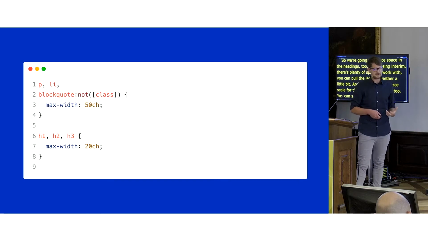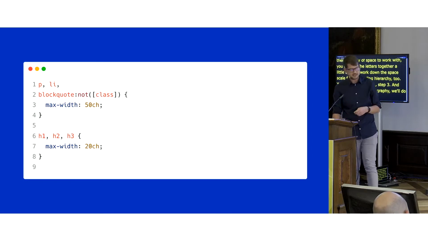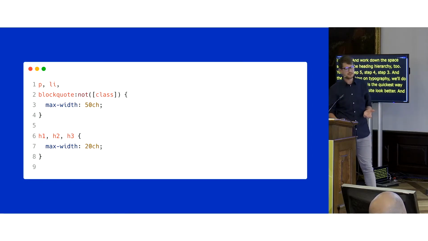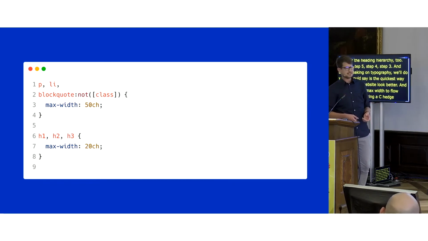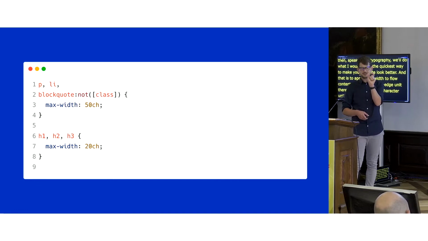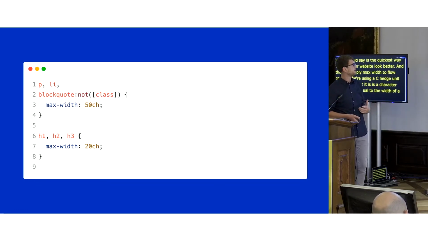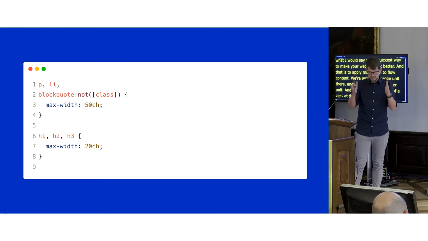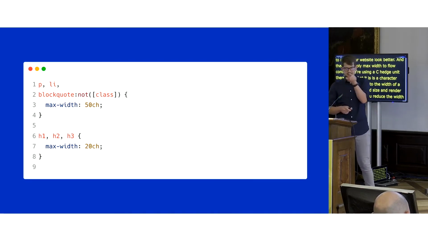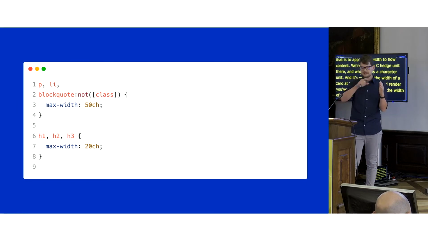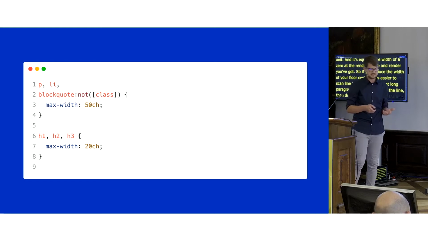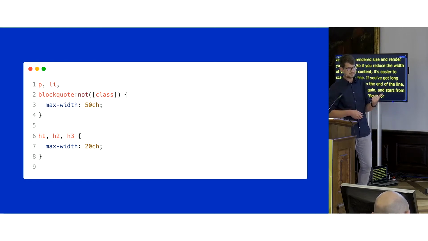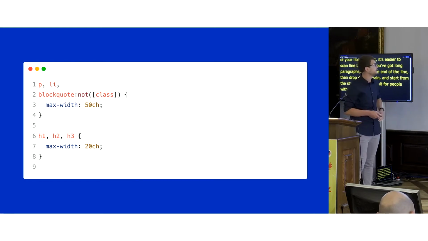And then sticking on typography, we're going to do what I would say is the quickest way to make your website look better. And that is to apply max width to flow content. Now you can see we're using a ch unit there. And a ch unit is a character unit. It's equal to the width of a 0 at the rendered size and rendered font family that you've got. So if you reduce the width of your flow content, then it's easier for people to scan line by line. If you've got really long paragraphs, you get to the end of the line, and then they've got to drop down and start again from the start. That's really difficult for people with cognitive issues, so you get 2 benefits. Your website looks better, and it's more accessible by default.